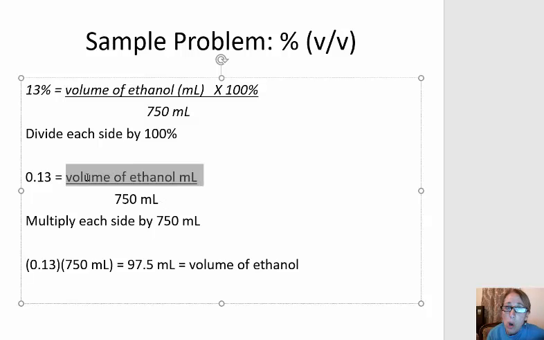To get volume of ethanol all by itself, I'm going to multiply both sides of the equation by 750 milliliters. And when I do that, I end up with a volume of ethanol of 97.5 milliliters.